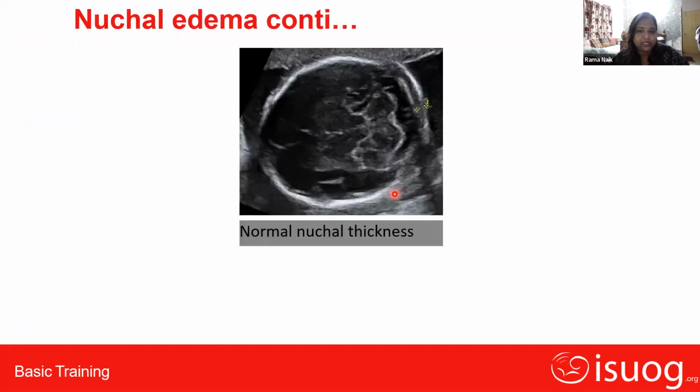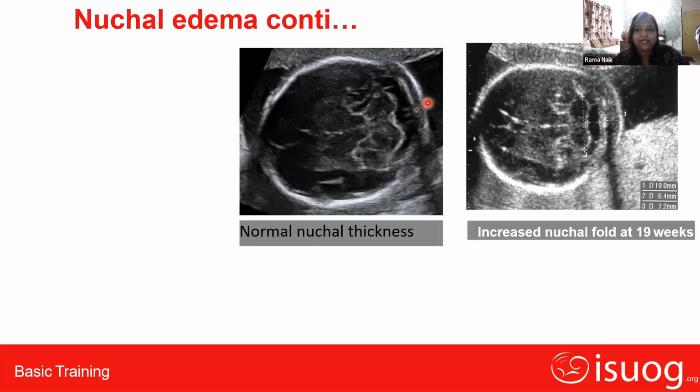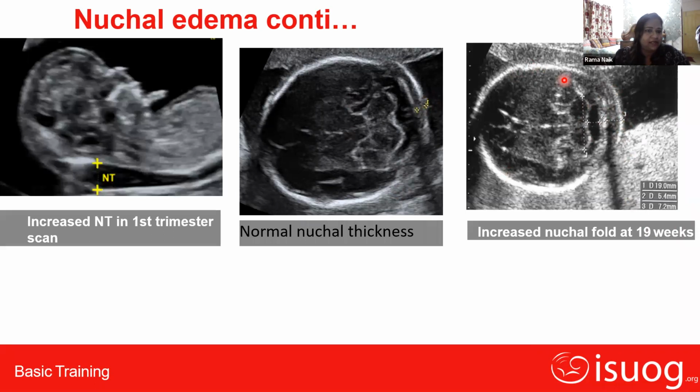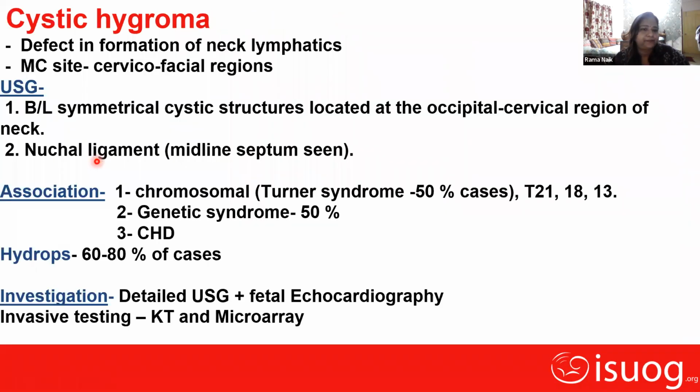So these are the pictures. This is normal thickness here. The measurement taken is less than 6, but in this picture the measurement is 7.2 here. So this is a case of nuchal edema, and this is the first trimester picture where the NT is increased.